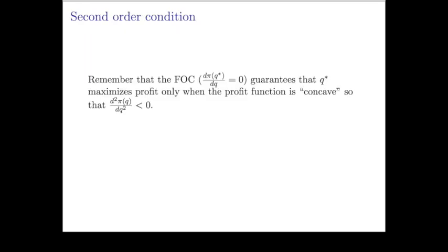Of course, it's important to remember that you need to check the second order condition whenever you solve an optimization problem. The first order condition says that you set the first derivative of the profit to zero, and that's only going to guarantee that Q star is maximizing the profit when the profit function is concave. Right? So if you had some function that looks like this and you look for the part where the derivative is zero, so the flat part, setting the derivative equal to zero gives you the optimum.